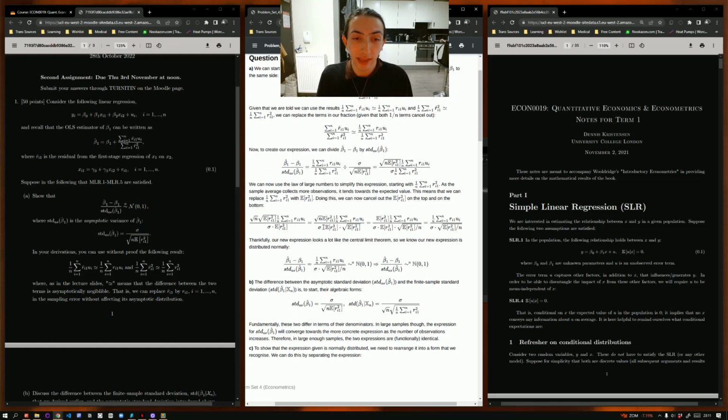Now, a crucial thing here to understand is that seeing here the residual, we want to use the law of large numbers.